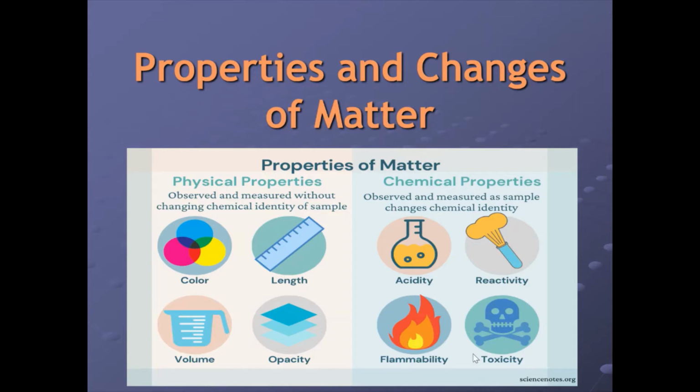Again, chemical properties, some examples are acidity. The property of acid is that if you pour some hydrochloric acid on yourself, it's going to eat away at your skin because of the acidity, right? Reactivity is basically how quickly something reacts with something else.